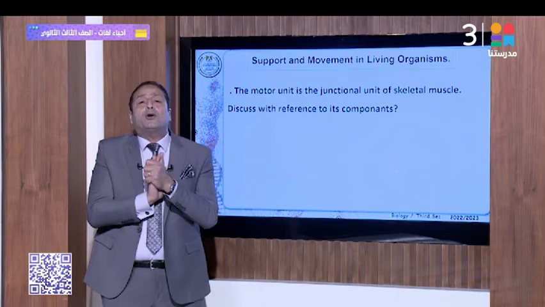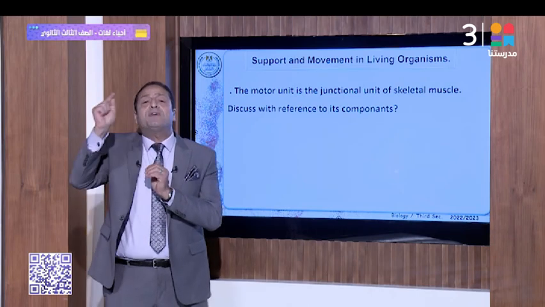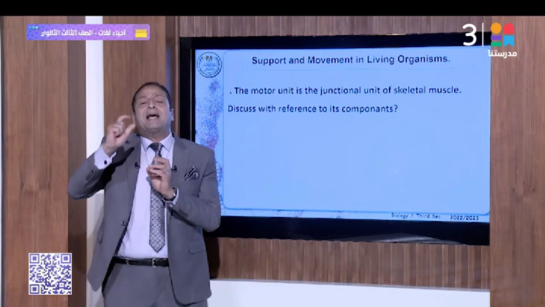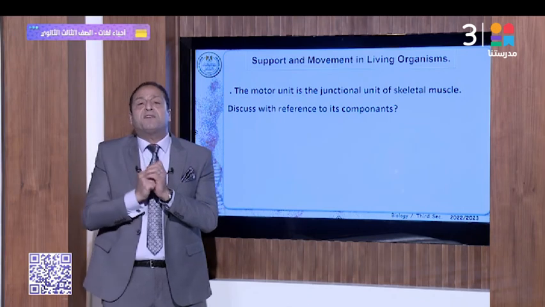What is the number of motor units? What is the number of the largest motor units? It equals the number of muscle fibers divided by 5. What is the least number of motor units? It equals the number of muscle fibers divided by 100.